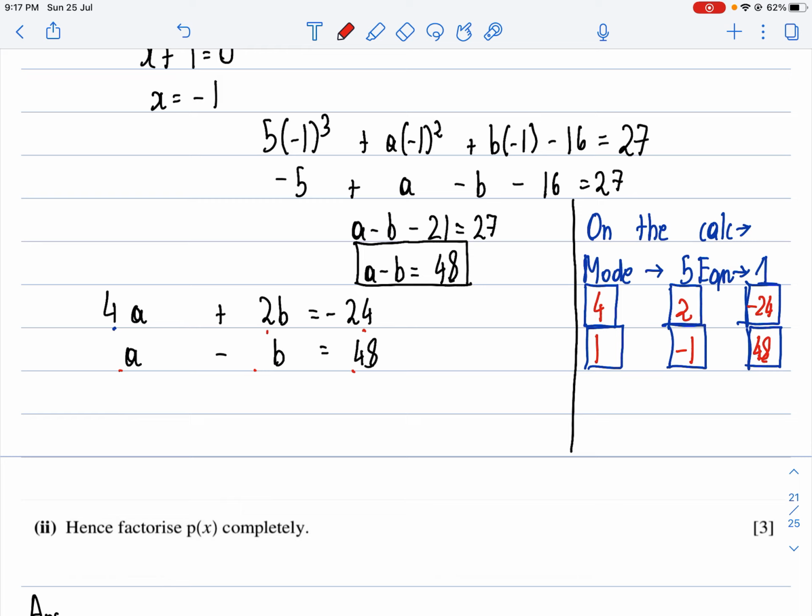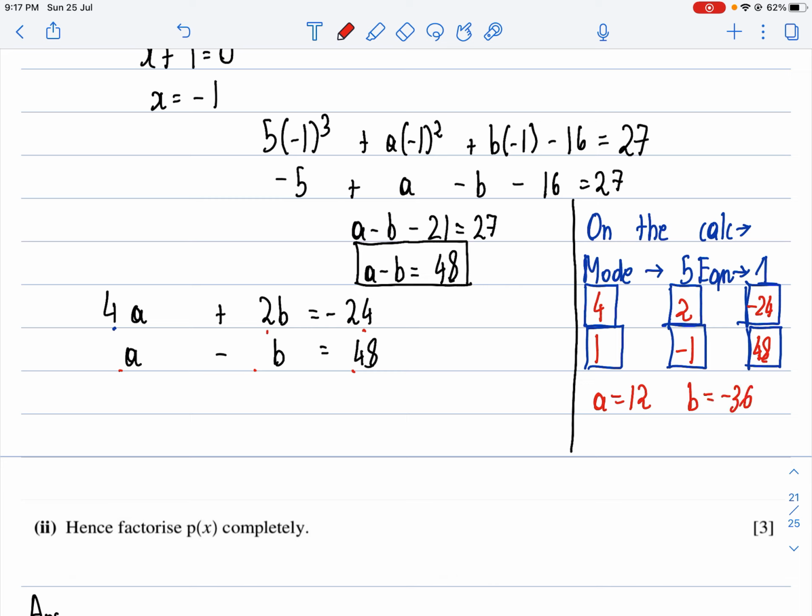So when you put 4, 2, minus 24, 1, minus 1, 48, and you click on equal to after that, you get your x, which is basically a, as normally in a simultaneous equation it's always x and y. But in this case my x is a and my y is b. Correct? So I can simply write my a, which is equal to 12, and my b, which is equal to minus 36. This is what I get.